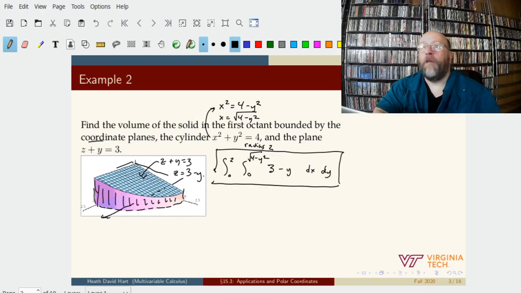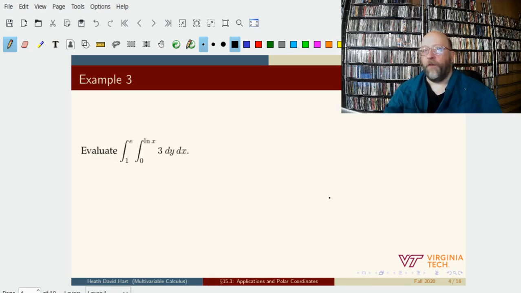Now, all I've done so far is set this up. I'm not taking the time to solve this because I want to get through a lot of examples today. So we're going to move on. Let's look at this example.